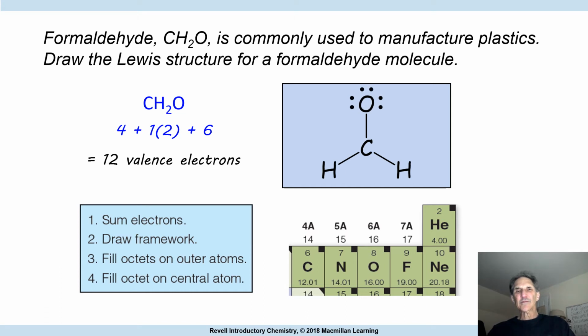So what we need to do is to rearrange some things here. The carbon needs 2 more electrons. So what happens is we move 2 electrons and make this a double bond. And now the carbon has 2, 4, 6, 8. It's happy. The oxygen still has 2, 4, 6, 8. So that's the correct Lewis dot structure of formaldehyde.